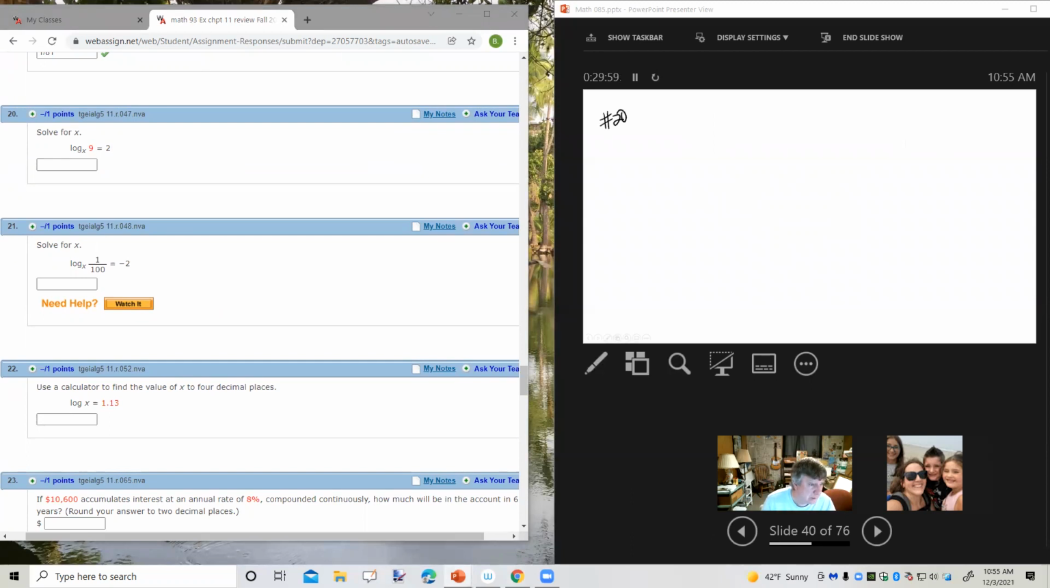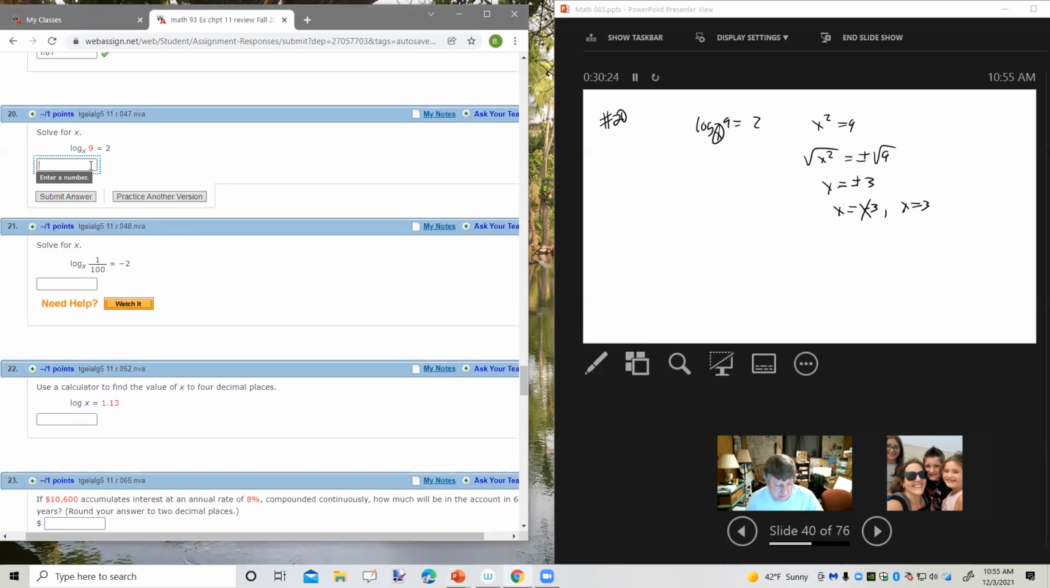Number 20, solve for x. Log base x of 9 equals 2. X squared equals 9. Use the square root property. X equals plus or minus 3. But recall that the base has to be positive and not equal to 1. So the only answer is x equals 3. X equals 3.